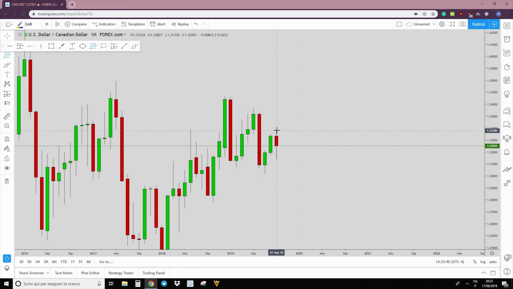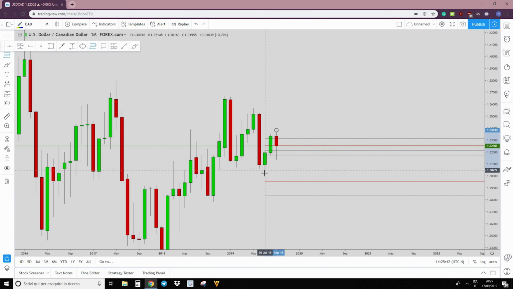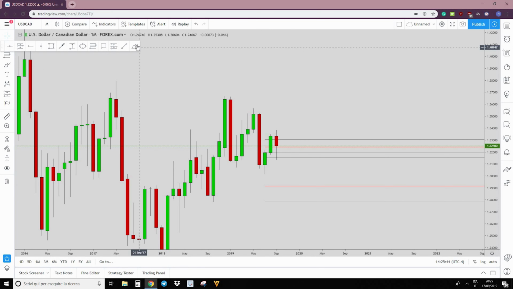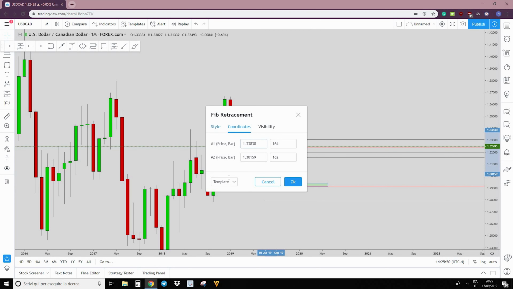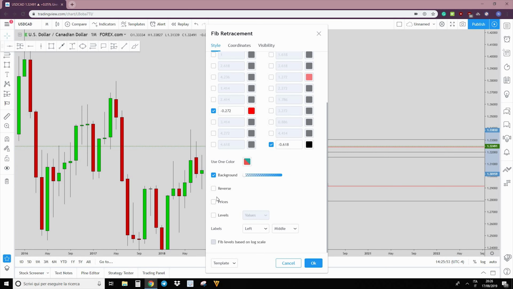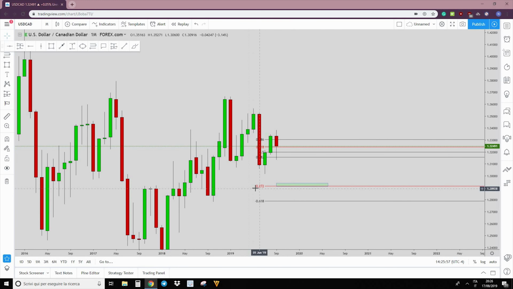What you're supposed to do is taking your Fibonacci from this high to this low, and in this way you will get the first target, that is your 1.27. What I will do, I will give you guys immediately the levels so you can read them. This will be the minus 0.272 Fibonacci, which is target 1, and this is target 2.